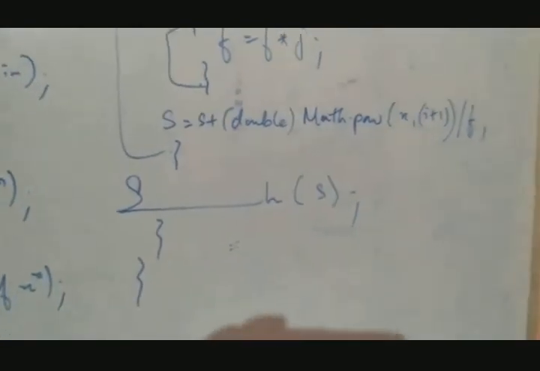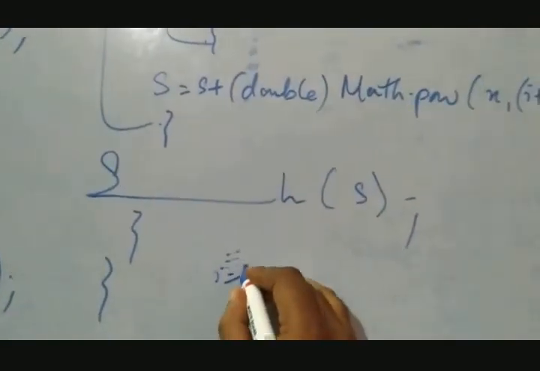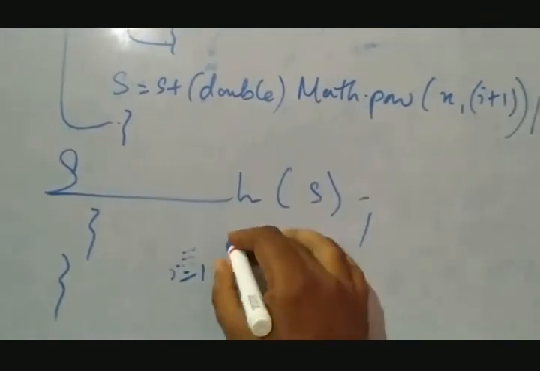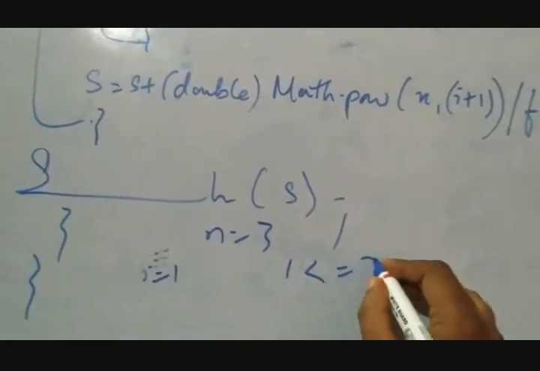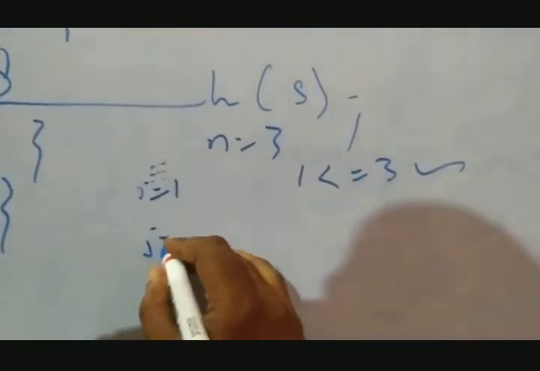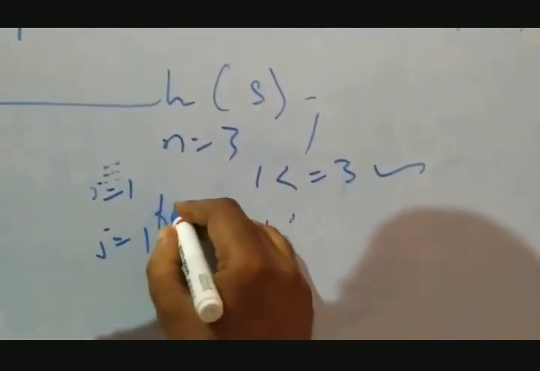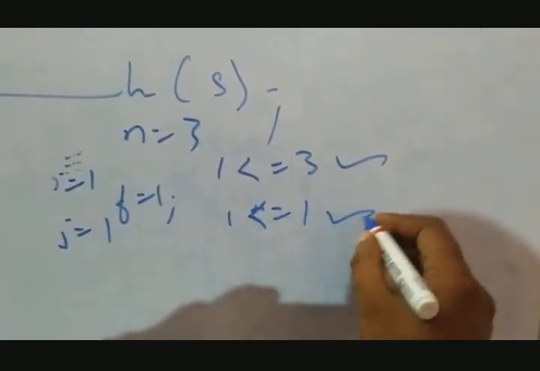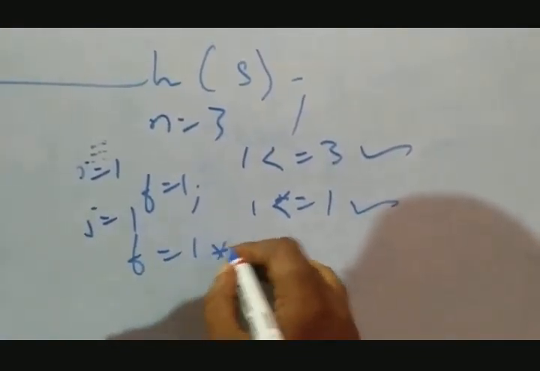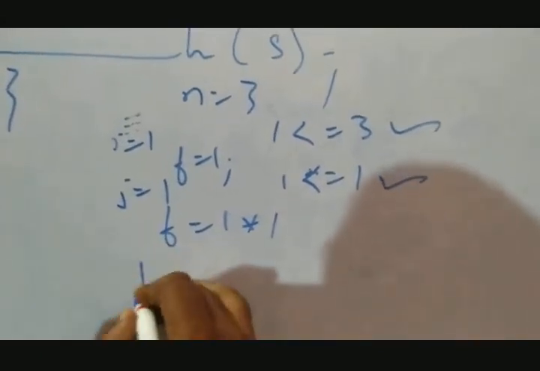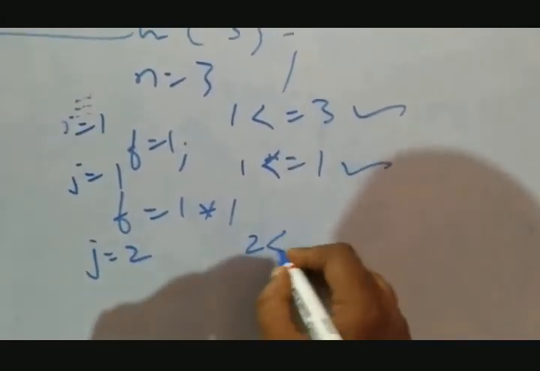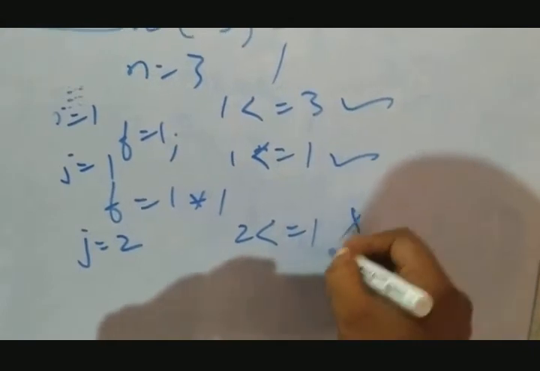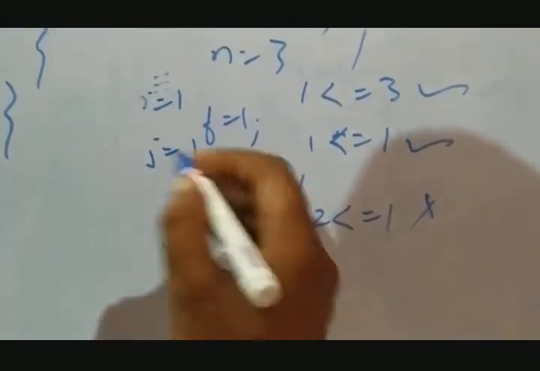For example, now I value is 1. 1 is less than, suppose my n is 3, I less than equals to 3. True. So j starts with 1. j equals to 1 is less than equals to 1. True. So f equals to 1 into 1. Then j value changes to 2. 2 is less than equals to 1. False. So j loop ends and it comes to sum.